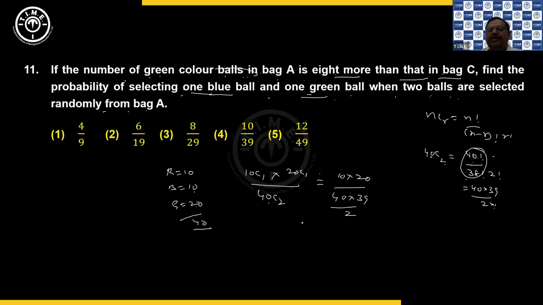That's what I'm trying to write. You can see 2 20s, 20 gets cancelled, friends. My answer is 10 by 39.